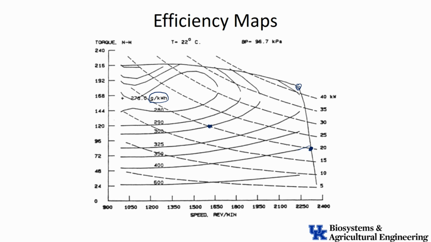I'm still developing 20 kilowatts. I've still moved back on this curve to this point right here. But now look at my fuel usage. I went from about 400 grams per kilowatt hour to 300. So I've basically had a 25% decrease in the amount of fuel that I would be using to accomplish the same job. And this becomes a real critical issue, and something that we're going to be thinking about through the whole semester as we look at the efficiency of engines.